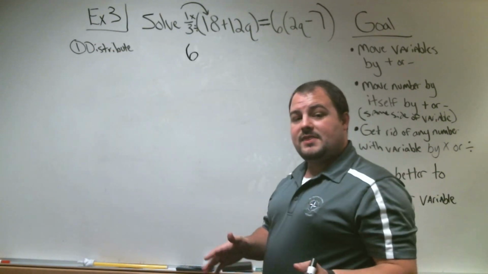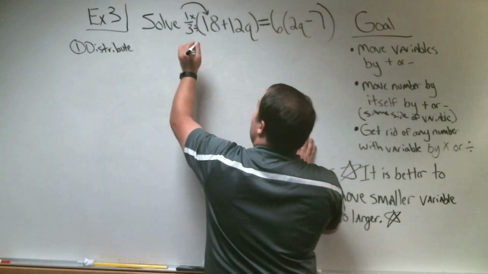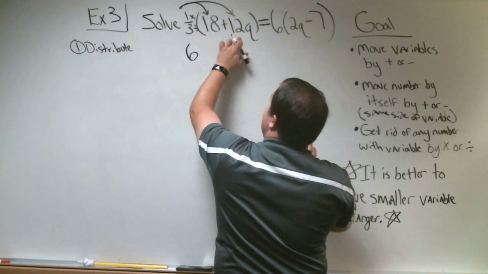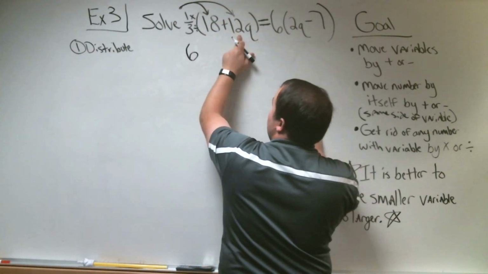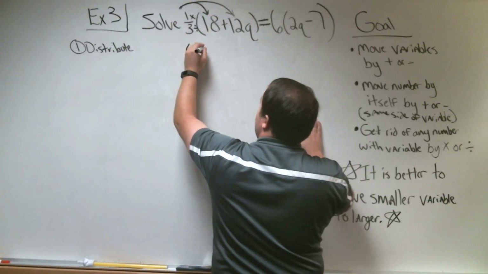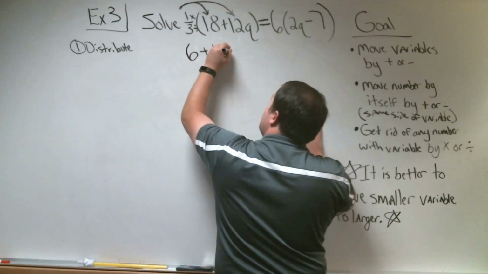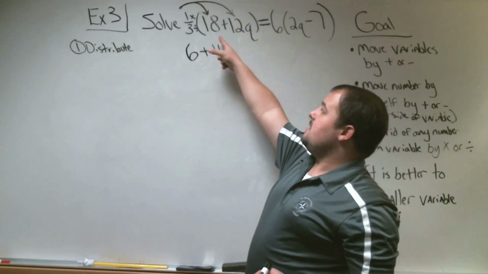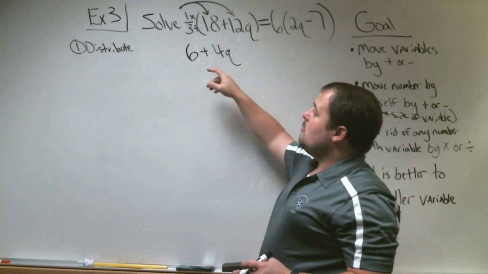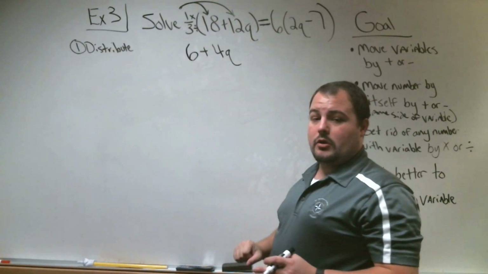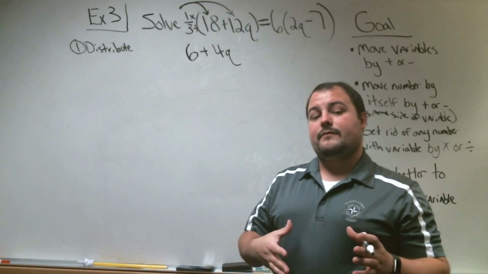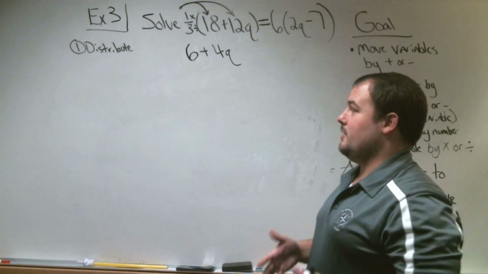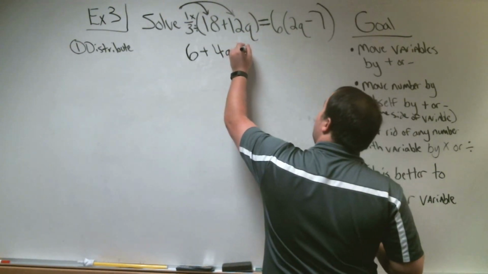We're going to do the same method whenever we go to the 12. We're going to take 1/3 and multiply it by 12. 1 times 12, that's 12. 12 divided by 3, that's 4. So when we take 1/3 times 18 plus 12q, we're going to get 6 plus 4q. And again, to multiply by a fraction, we multiplied by the top, but we divided by the bottom with our whole number, and we got that answer.